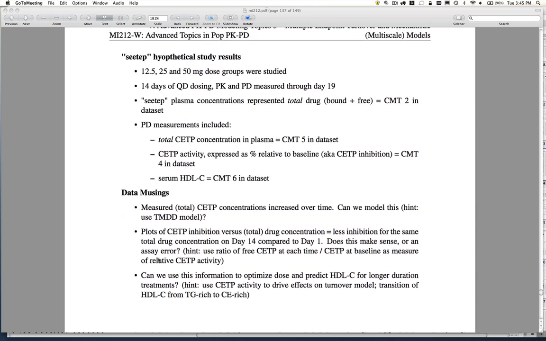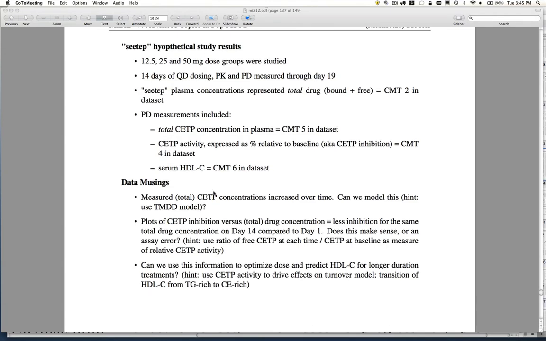Another thing that's noted when you look at this data is if you plot this CETP inhibition data, or the relative activity data, versus the measured drug concentration, which is the total concentration, you see an interesting thing, that you actually get less inhibition for the same total drug concentration on day 14 compared to day 1. And so the question is, does this make sense? Is it just noise in the data? Is it something wrong with the assay? Did they do the assay based on day 1 and then they reran the assay on a different day for the day 14?